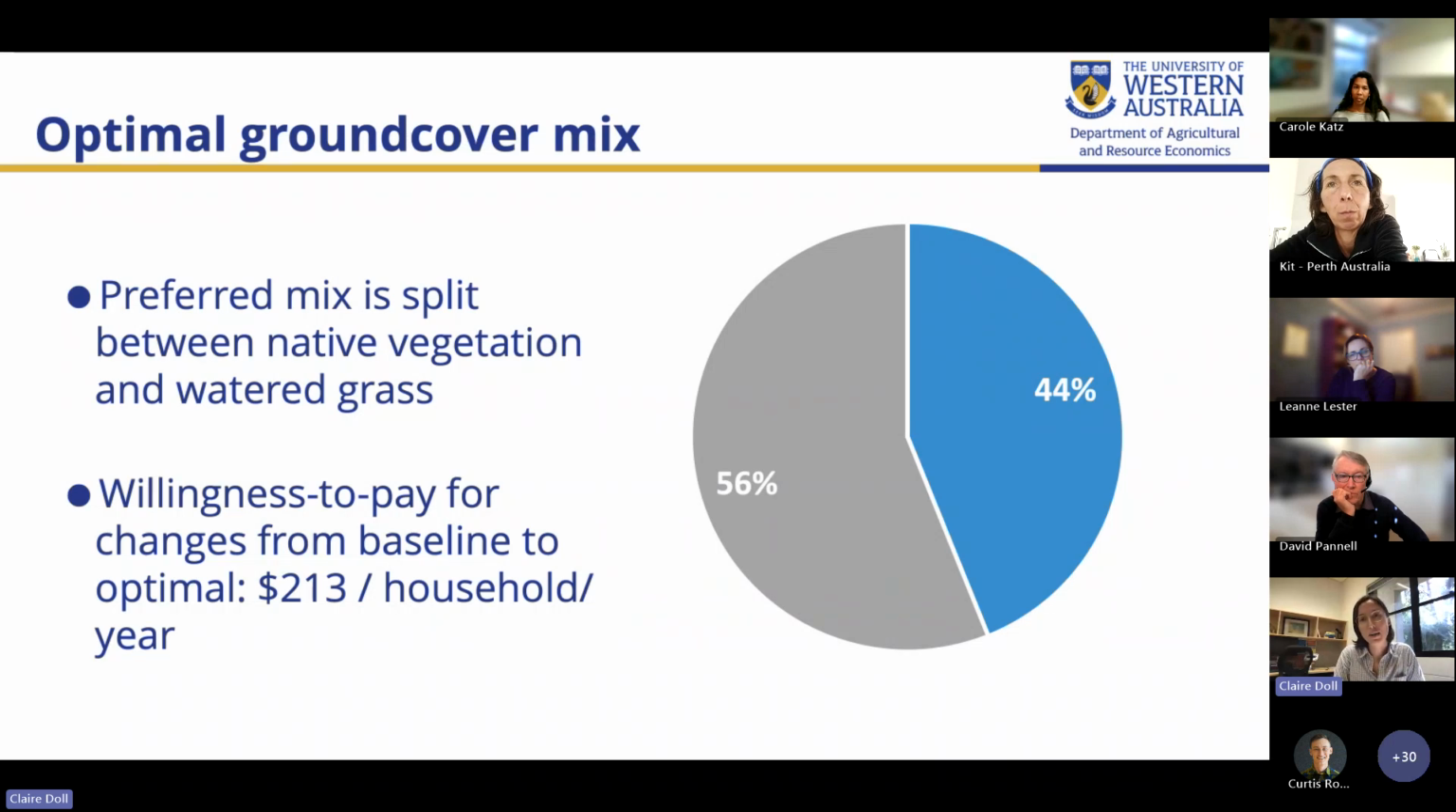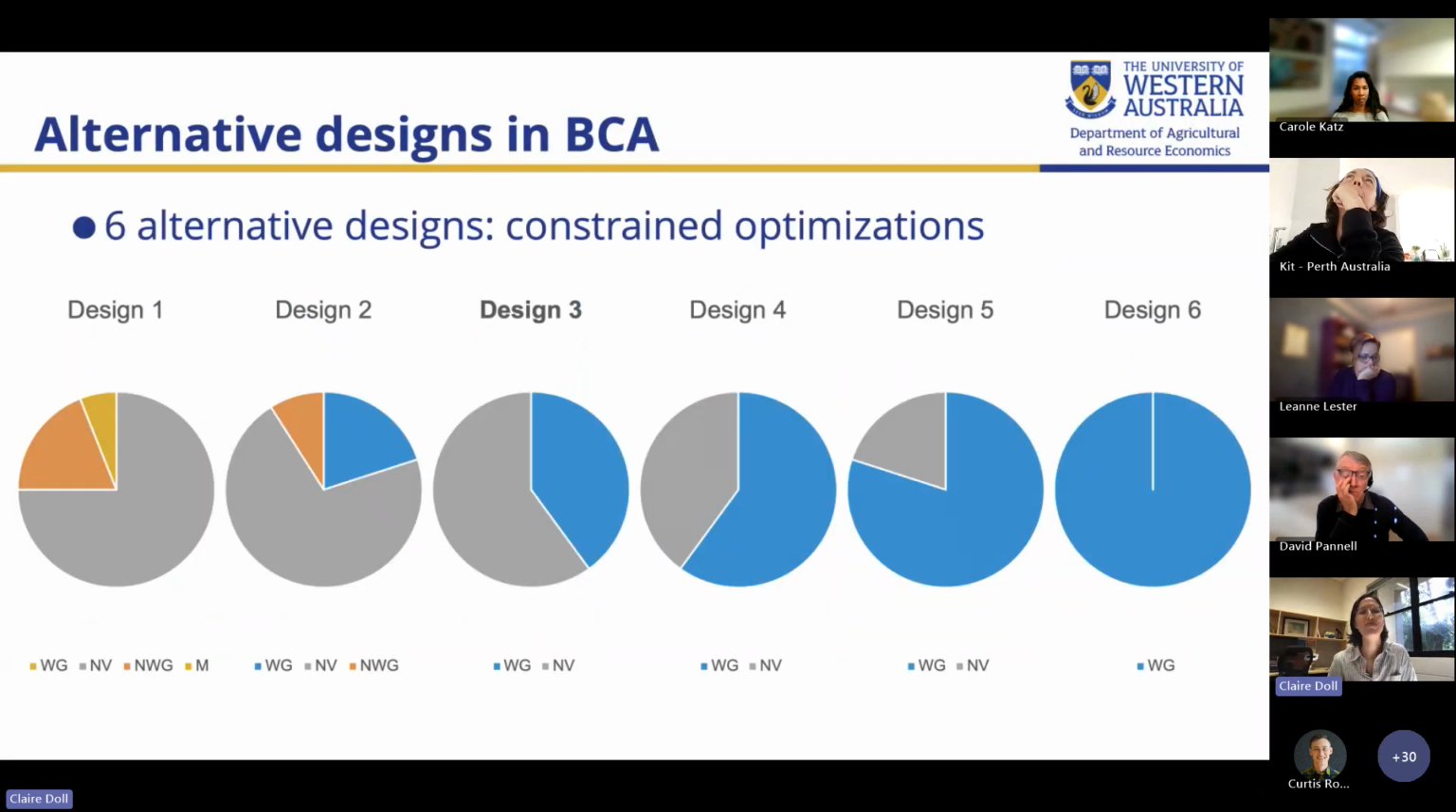And on average, we found that households would be willing to pay about $213 per household per year to change from that baseline to this alternative park and see that in their neighborhood instead. So that's our benefits. I'll let you anchor onto that number, 213.